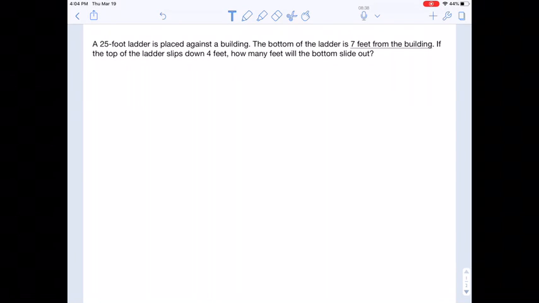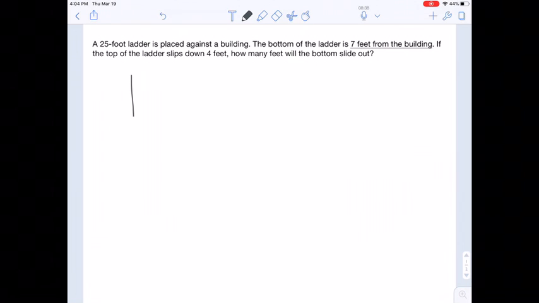So my first word problem I have for you guys is a 25-foot ladder is placed up against a building. The bottom of the ladder is 7 feet from the building. All right, so we're going to stop there first. A 25-foot ladder is placed up against a building. The ladder is 7 feet from the building.